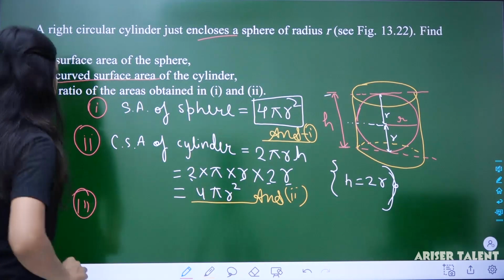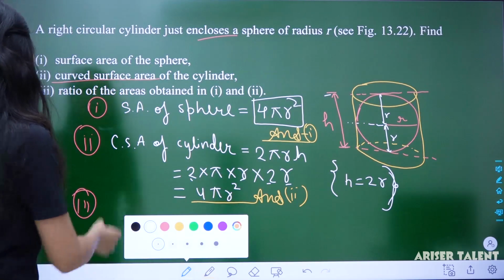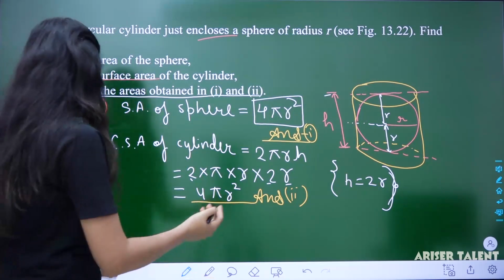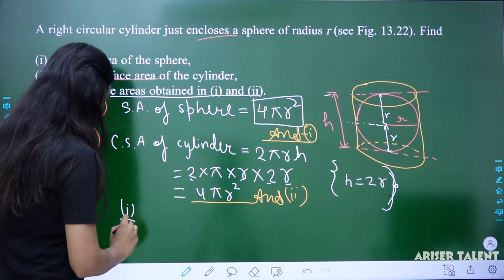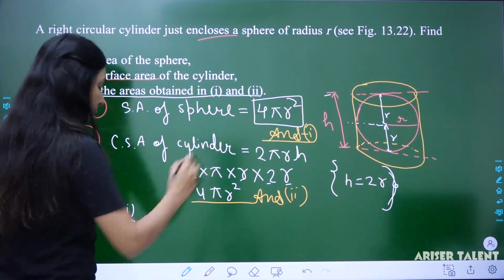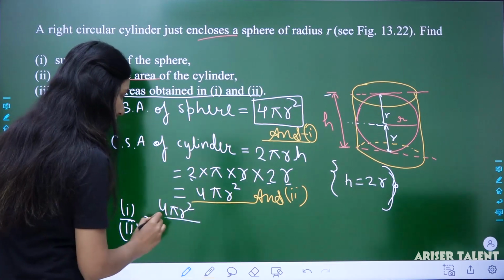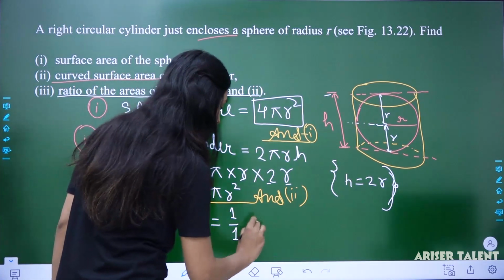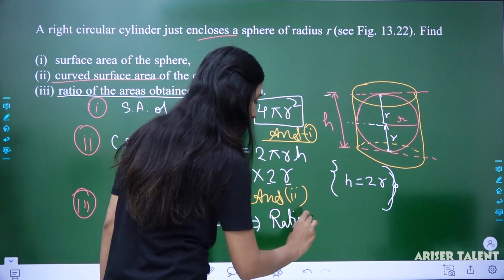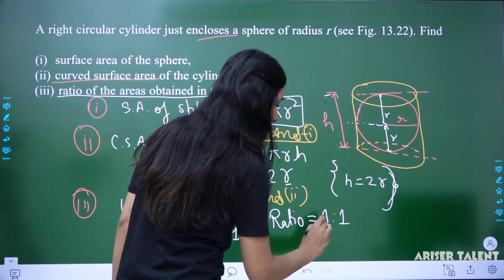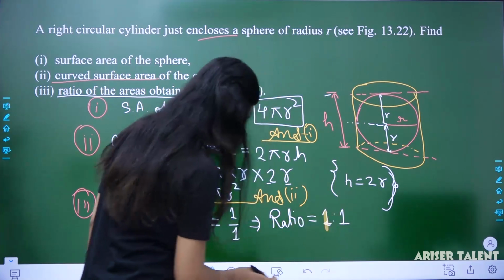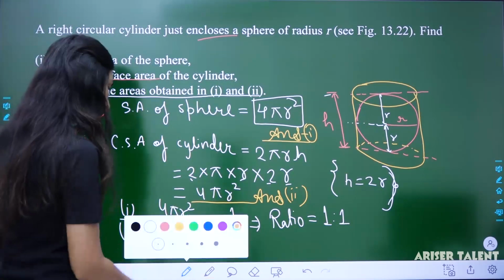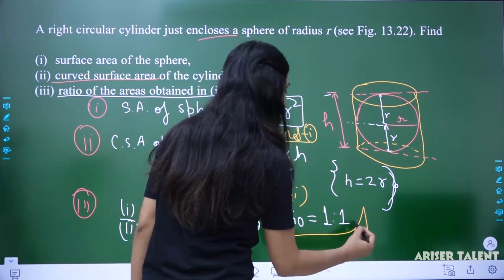Now the third one we are talking about. In this third one, it's asked for the ratio of the areas obtained in first and second. So ratio 1 to 2 will be equal to what? 4 pi r square divided by 4 pi r square, that is equal to 1 by 1. This implies that the ratio is 1:1. Okay, that will be your answer. Answer number 3.